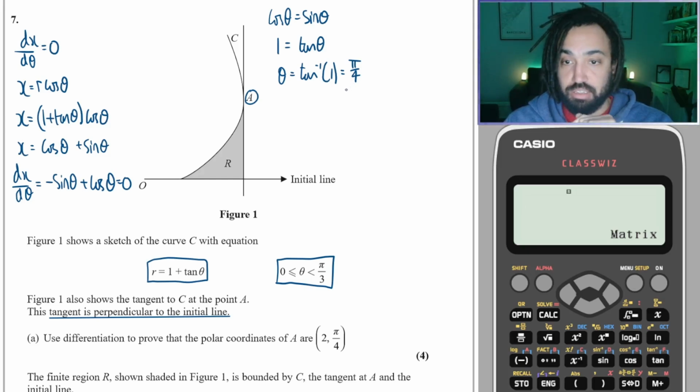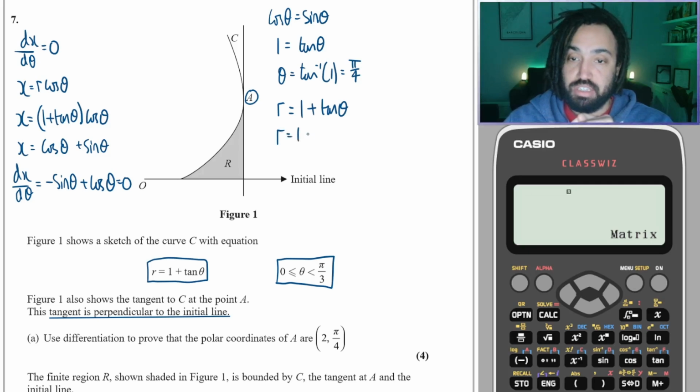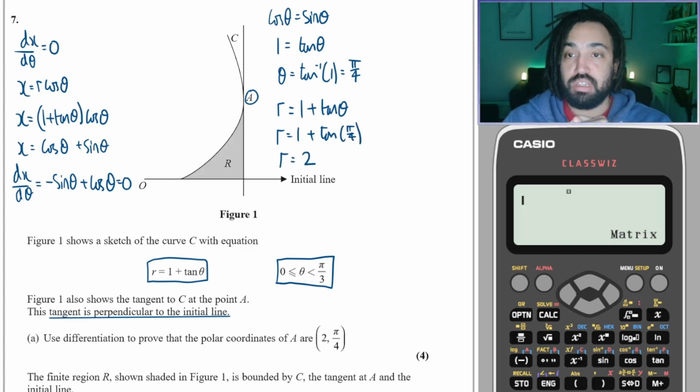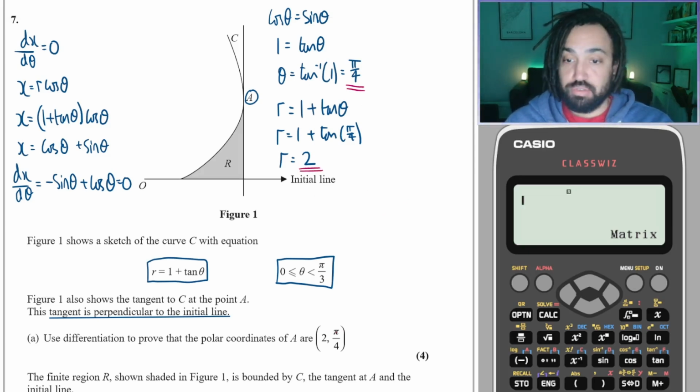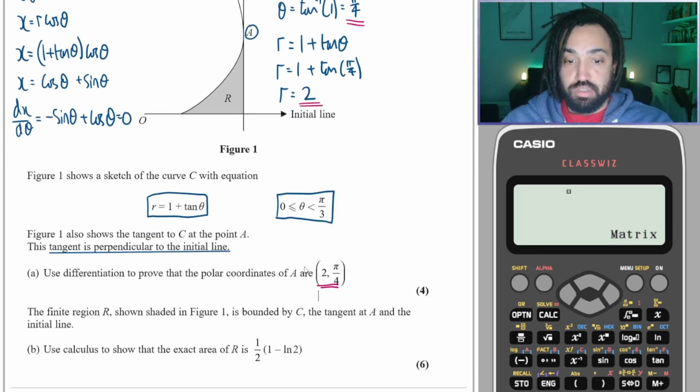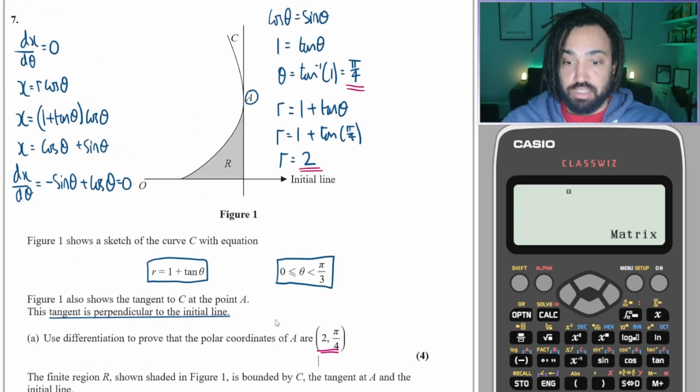And how are we going to do that? We're just going to sub that into the line. So the line is 1 plus tan theta. So that is 1 plus tan of pi over 4, which is 1. So that's 1 plus 1 is 2. And I think we're done. So what I could do is just underline this and underline this, and that has proved the point A has that coordinate. Okay, perfect. Right, next we need to use calculus to find the shaded region.